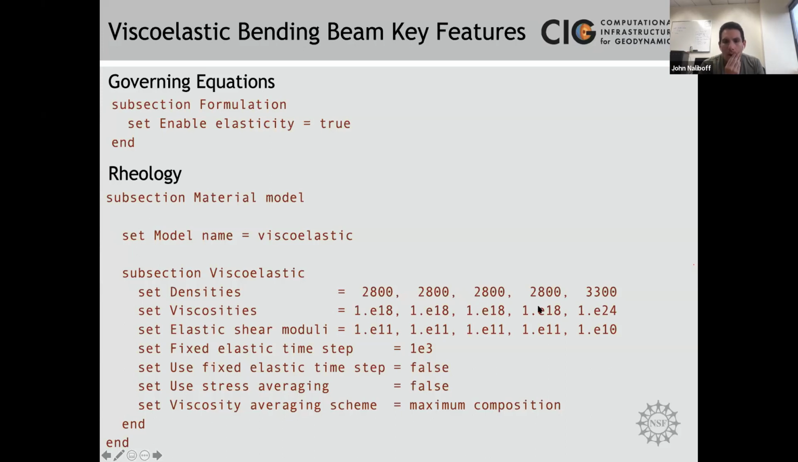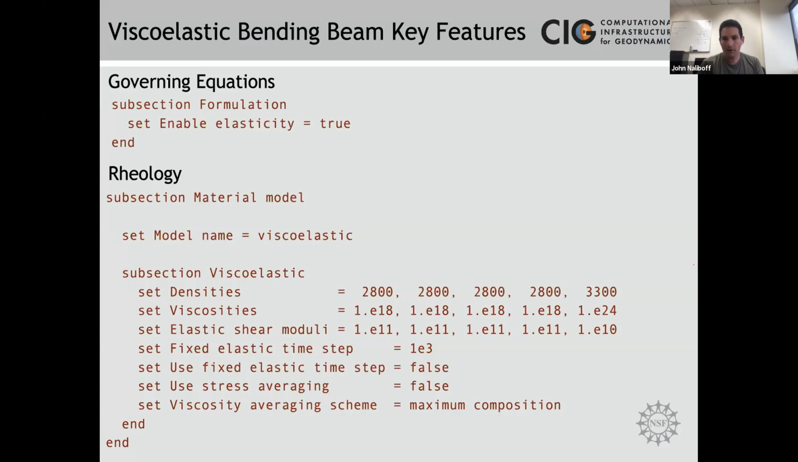Actually, did I include something I didn't need to there? Oh, I'm sorry, I apologize, yes. So this right here is the background material. The first value you list is the background material. It has a density of 2800, a viscosity of 1 × 10⁻18, and an elastic shear modulus of 1E11. The next 3 values are for the stress tensor, or the viscoelastic stress tensor.